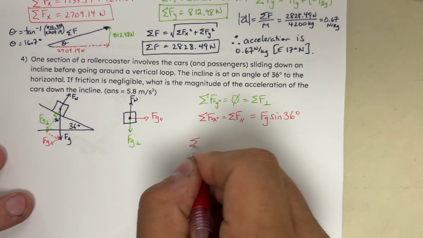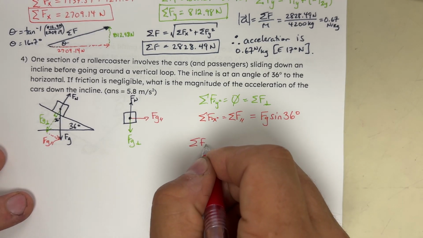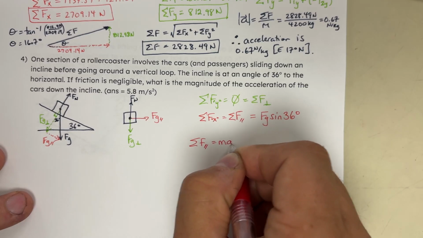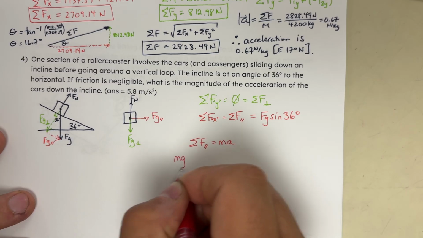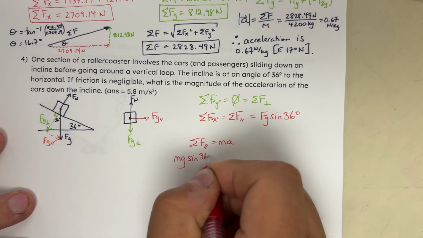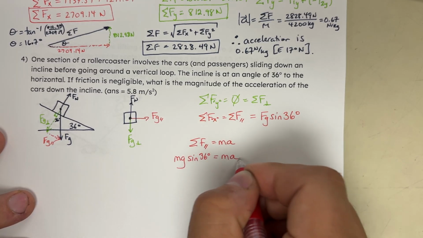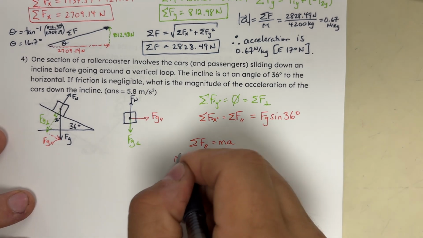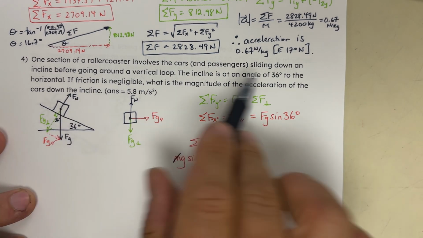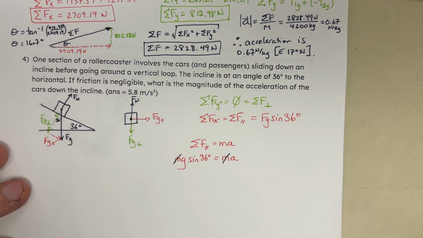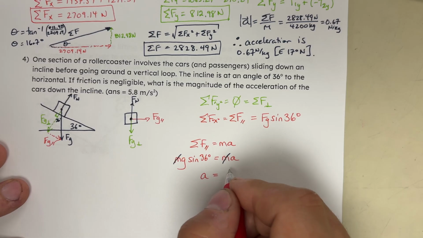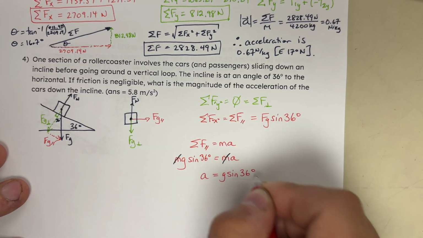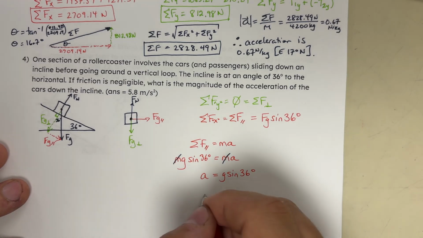Okay, so if I'm talking about this is equal to the mass times the acceleration, I'm going to have Fg, which is really just mg sine 36, and that's equal to mass times acceleration. You're going to notice that mass will actually cancel out. So if you were concerned that mass was never given, it just goes away magically. And so the acceleration is going to be equal to basically g times the sine of 36 here.